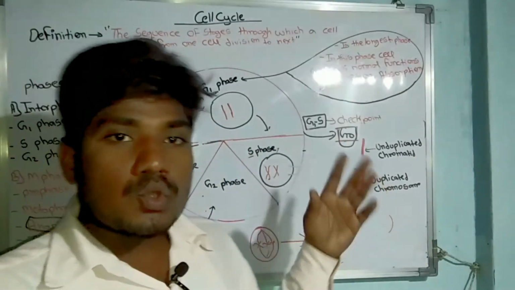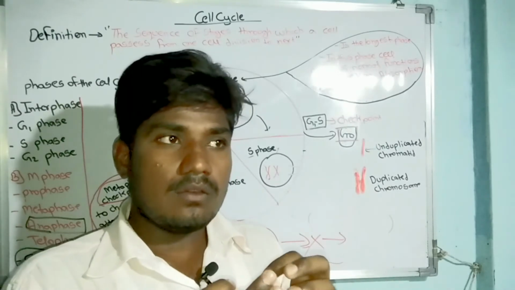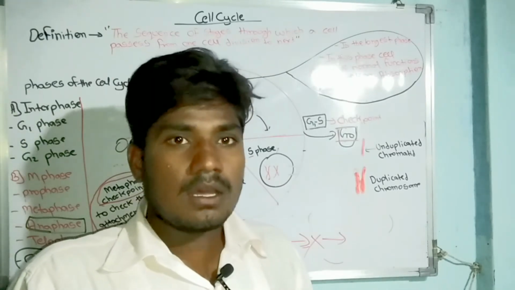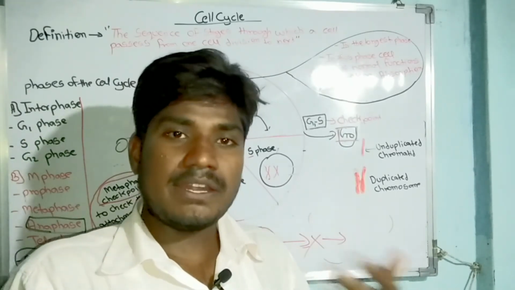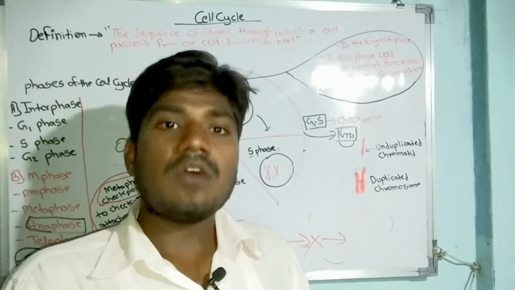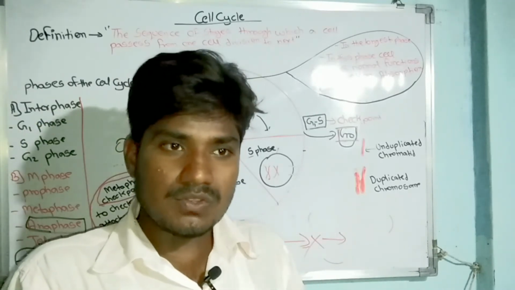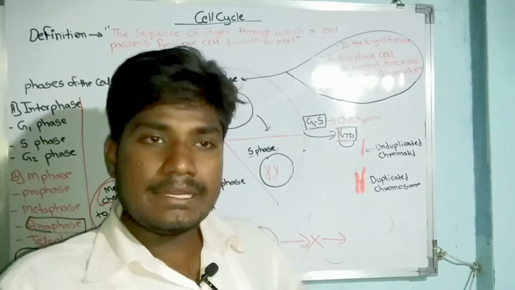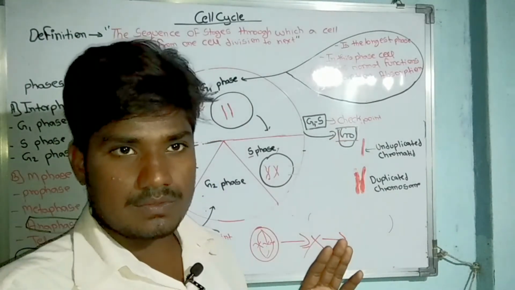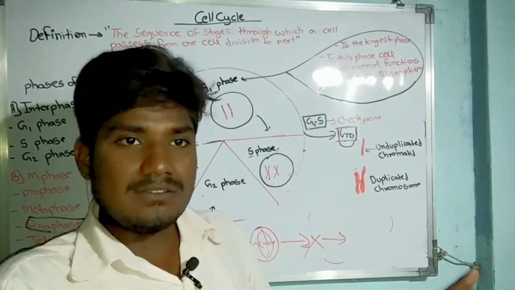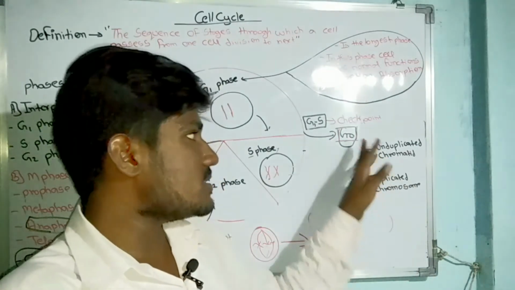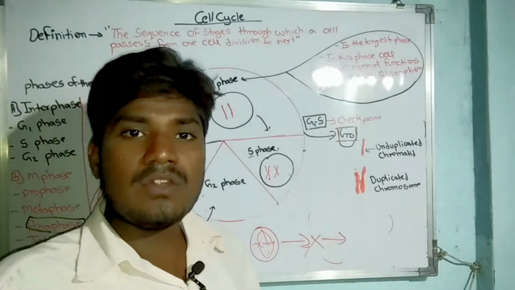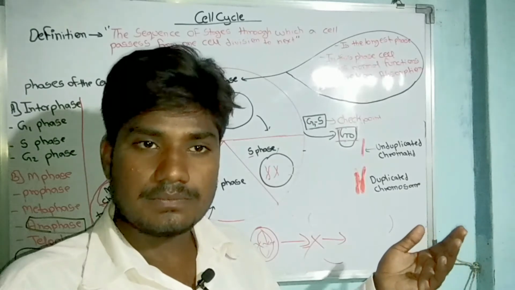In this phase, those cells enter which are not going to divide further. Suppose our neurons, which are not going to divide after a certain period of time, our RBCs, our cardiac muscle cells, those cells are not going to divide further. So those cells will enter into the G0 phase. It is also called the resting phase because once that cell has entered into the G0 phase, then that cell will not be able to divide again.